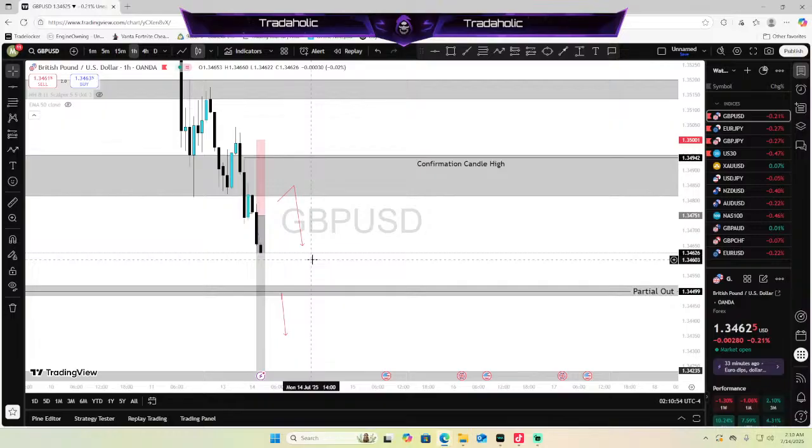All I need to see is price action with structure, higher highs and higher lows, and I need to see price break those higher highs and higher lows for me to get a trade. That's it.